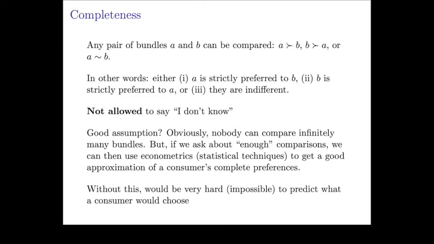Now, without the assumption of completeness, it would be very hard to make any predictions as to what a consumer would do. If there are situations where the consumer just doesn't know what bundle they would prefer, then how would we be able to say, well, when the consumer's confronted with the choice between A and B, the consumer is going to pick this? Well, we can't make any predictions, or there's just very little we could say about a situation where a consumer would be confronted with those types of choices. So we're going to assume that the consumer has these types of complete preferences.